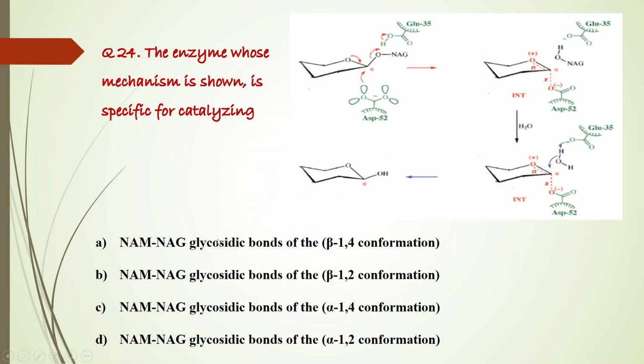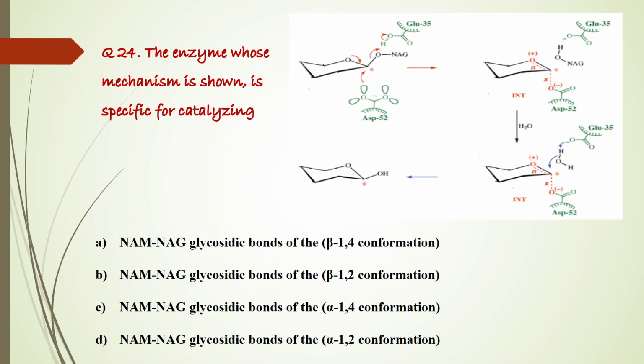Moving to the next one, we also discussed this one. The enzyme whose mechanism is shown is specific for catalyzing what? We already discussed that this is a lysozyme enzyme, which is responsible for breaking down the bacterial cell walls. So bacterial cell walls have NAM-NAG alternating.